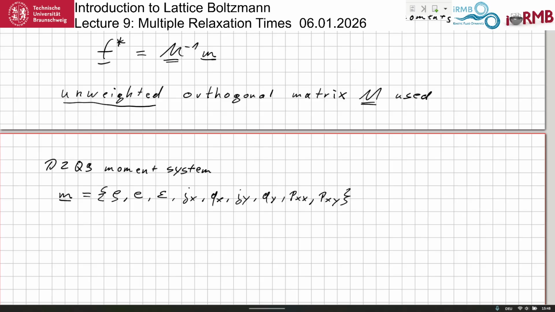I will not write down the matrix, which you find in the paper and in a lot of papers that followed this paper, which of course has thousands of citations. Instead I'll do it more in the nomenclature that we learned, using countable raw moments.